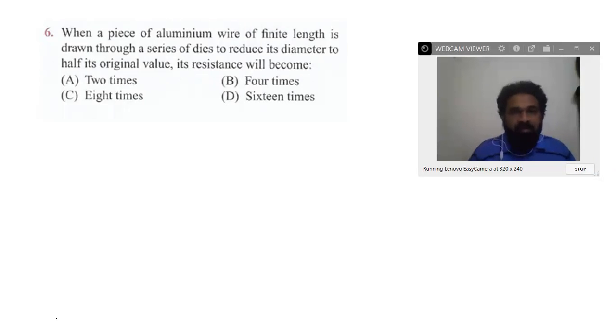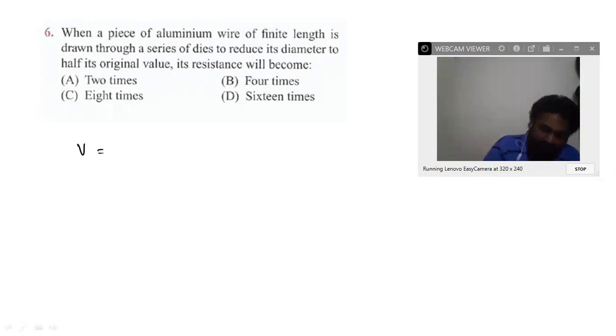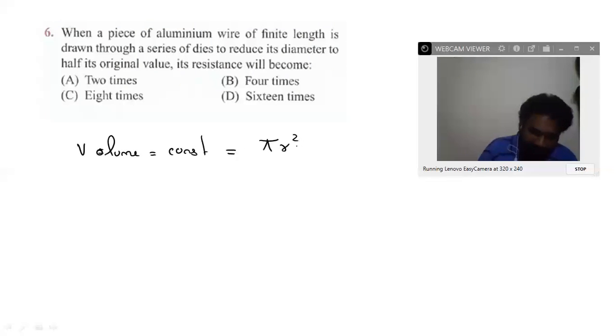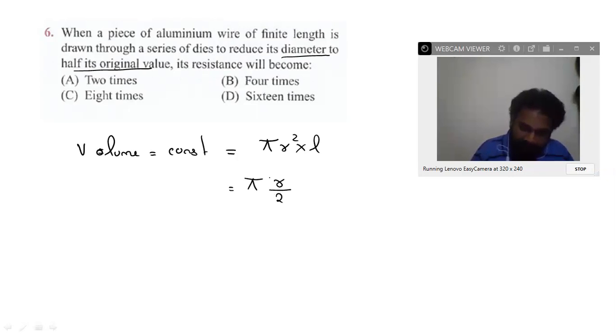Then the next problem: when a piece of aluminium wire of finite length is drawn through a series of dies to reduce its diameter to half of its original value, then its resistance will become what? That is the question. Here it is drawing, just pulling it into a different length. So we can say volume is constant. This is area pi r square into length L. Diameter is reducing to half, so the radius becomes half, so pi into r by 2 whole square.